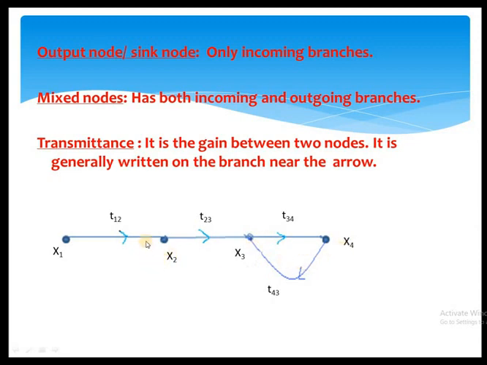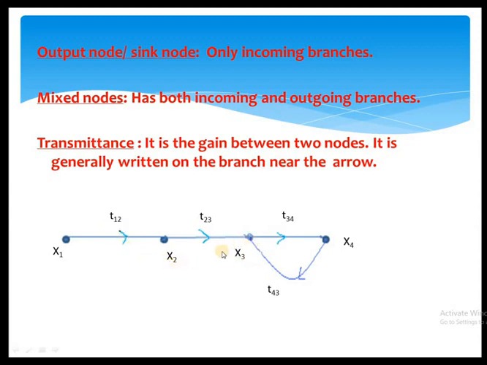What is the transmittance here? Transmittance or gain is nothing but T12. T12 is a gain which has a signal direction from X1 to X2. If you want to write the X2 equation, how to write it? Write the X2 equation by considering only the input signals which came to X2. That's why the X2 equation is nothing but X1 into T12. X1 into T12. That is the X2 equation.